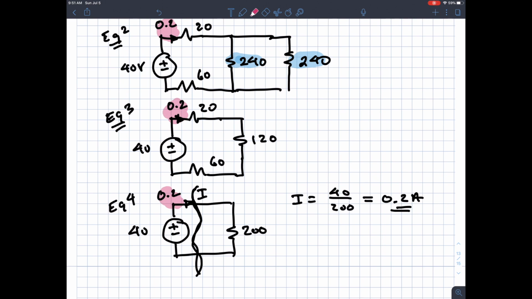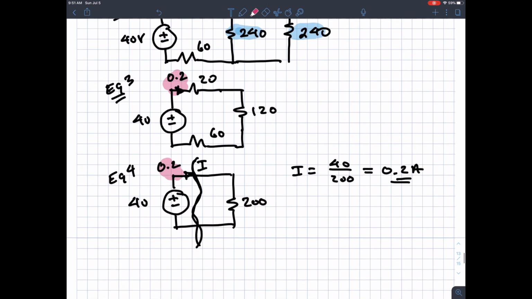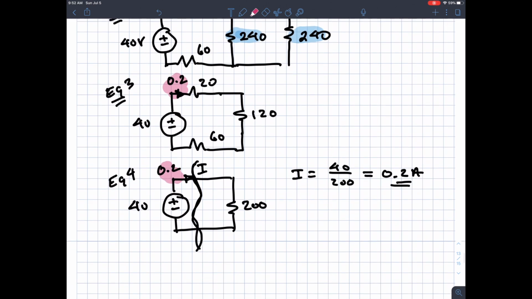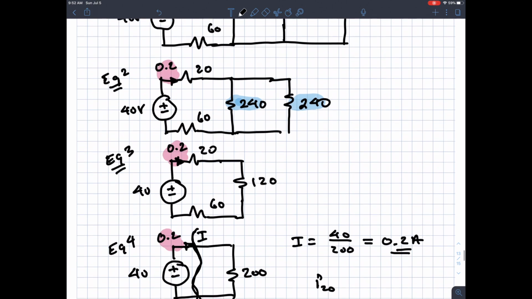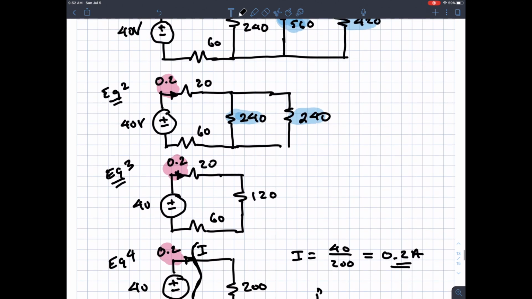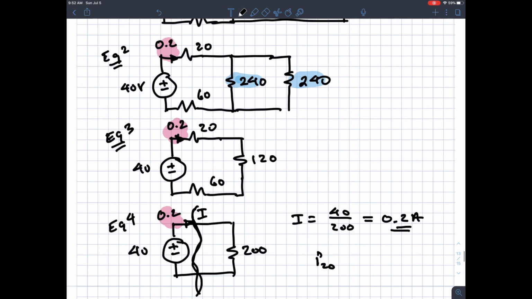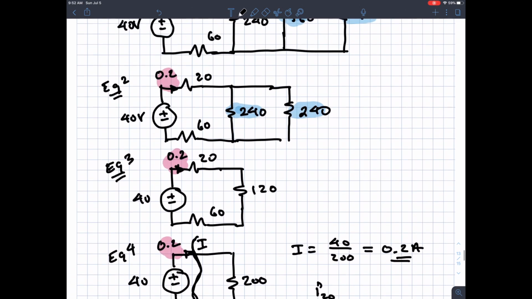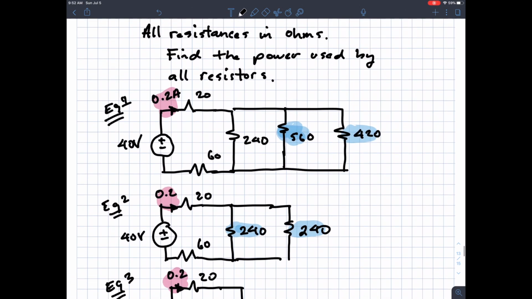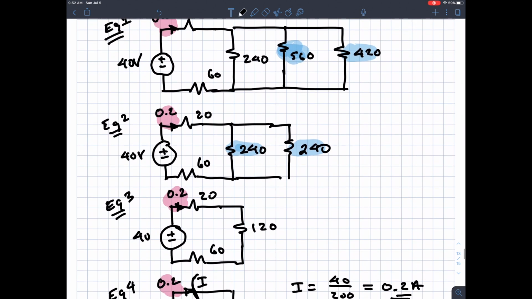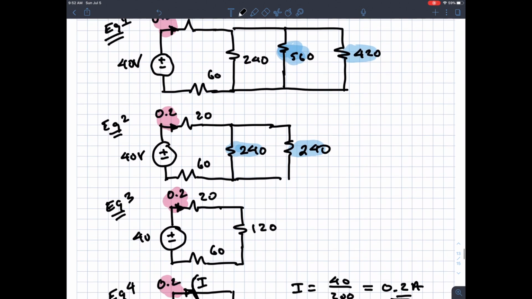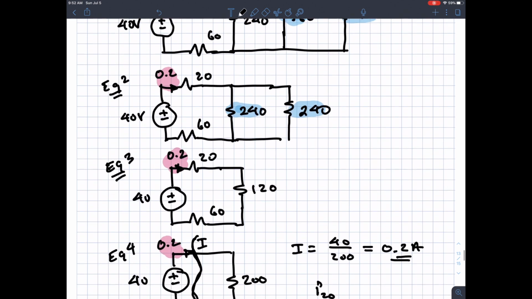The next thing I can do is calculate values of power for the 20 ohm resistor and the 60 ohm resistor, because I know 0.2 amps is going through those. Notice the 120: there's not a 120 in the original circuit, so I'm not interested in that. But the original problem said to find the power used by all the resistors, so I can knock out that calculation for the 20 ohm and the 60 ohm at this point.